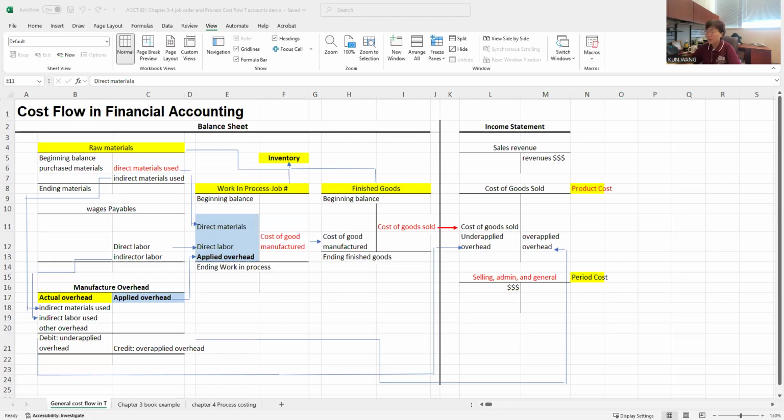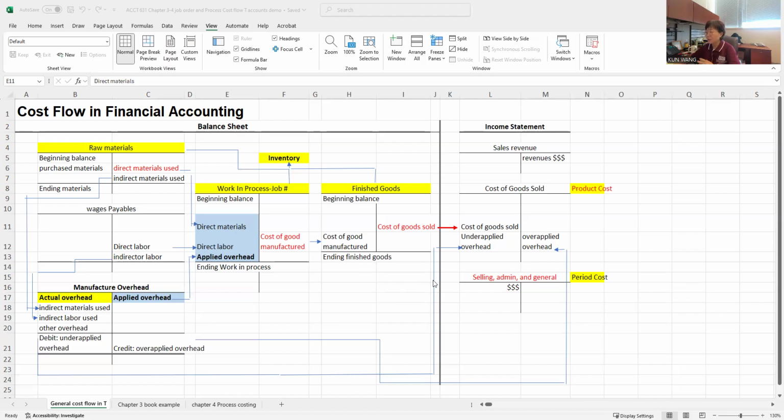Hello everyone. In this video, I'd like to use the Excel spreadsheet I created myself to go over the cost flow and cost reports covered in Chapter 3 and Chapter 4. One is for the job order costing system and the other is process costing. But the first worksheet you see is a general cost flow illustration. This file I posted under the announcements and it should also be delivered to your email.